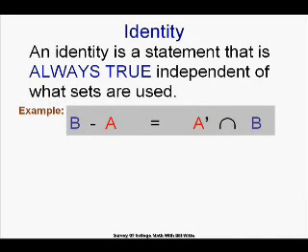I'll give you an example. I didn't tell you what B was, and I didn't tell you what A was. But did you know that B minus A always equals the intersection of A complement and B? Let me demonstrate. It's always got to be true if it's an identity.